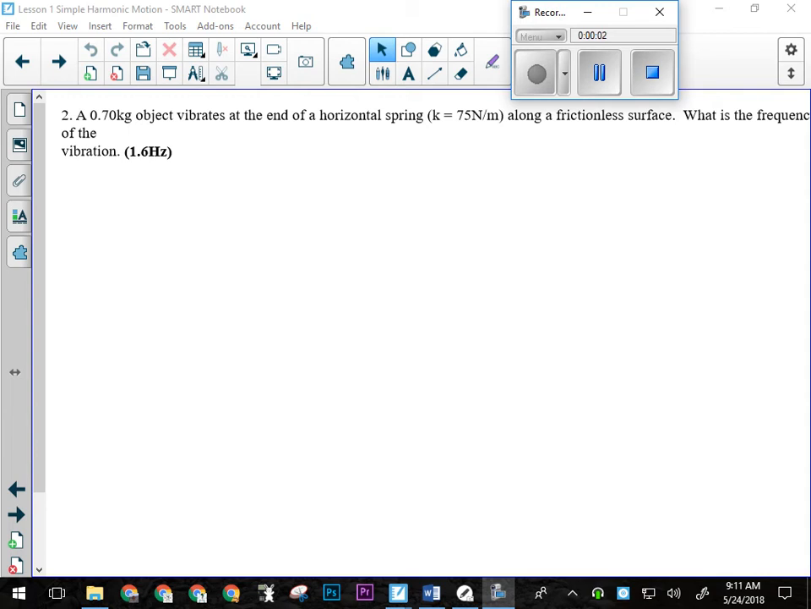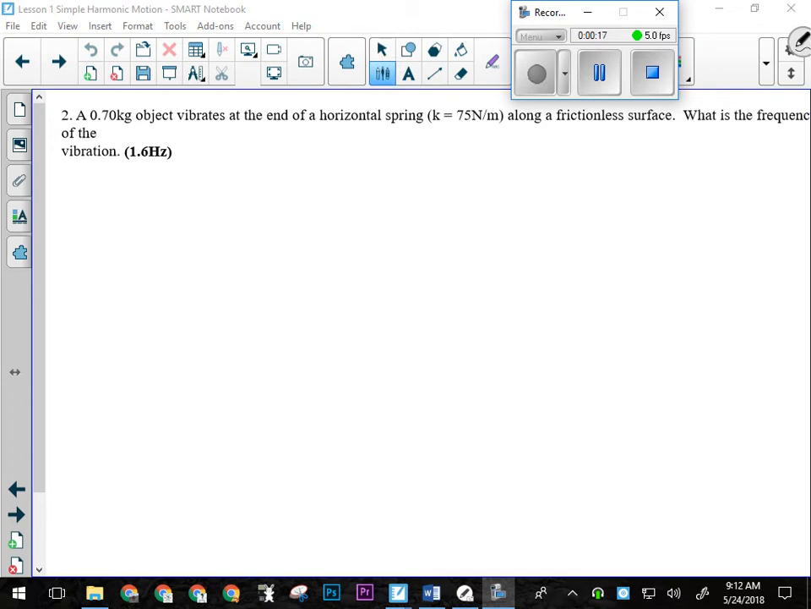All right, so I've got a 0.70 kilogram object that is vibrating at the end of a horizontal spring. The spring constant, the stiffness of the spring, is 75 newtons per meter, and it's on a frictionless surface. What is the frequency of the vibration?